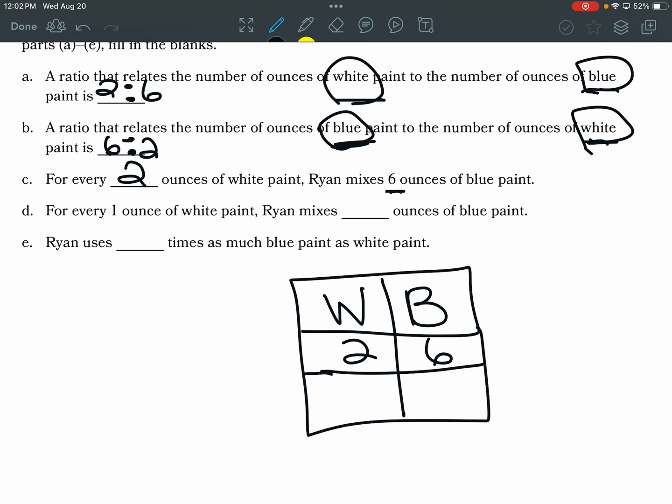All right. 2 to 6. They are now saying that I have 1 ounce of white. So they have made my white become 1. You know tables, you know patterns. What happened? What did they divide it by? They divided it by 2. So 6 divided by 2 is 3. So you have to figure out what that box is, correct? And it's 3.